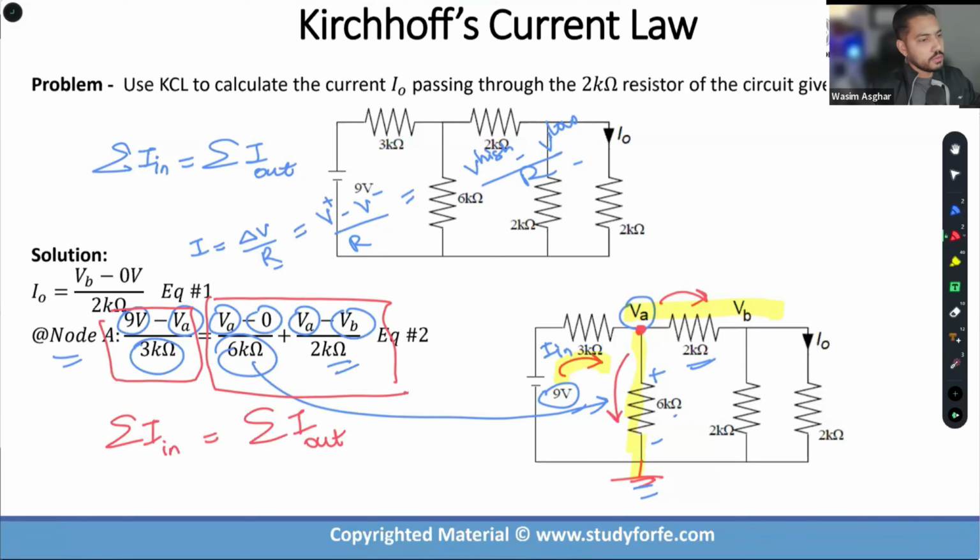You can have the current out on left, current in on right. But if you're not methodical with this, mistakes are made. Let's say if I ended up writing 9 volt minus VA divided by 3K plus VA minus VB divided by 2K on the left hand side, and I only had VA minus 0 divided by 6K on the right hand side, it would be inconsistent with my assumptions.